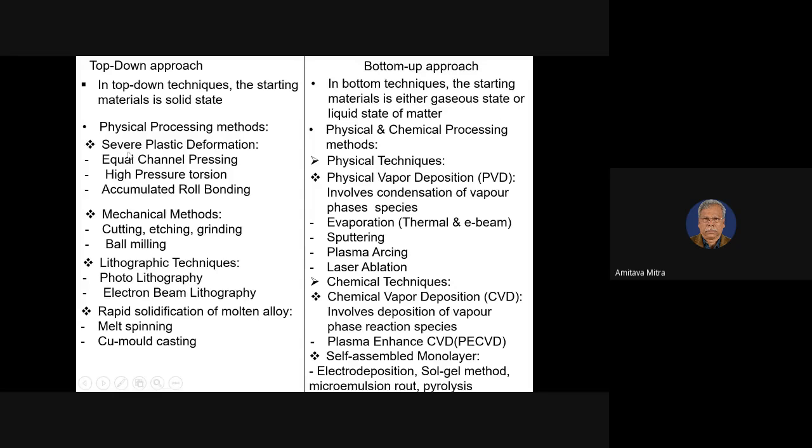Depending on the material, different methodologies have been developed. There are some materials which are good for ball milling, particularly ceramic materials, that cannot be done with severe plastic deformation, lithography, or rapid solidification. So different groups are working on different types of materials and types of processing. For a definite type of material, a definite type of processing is required. Clear? Yes, yes, sir.